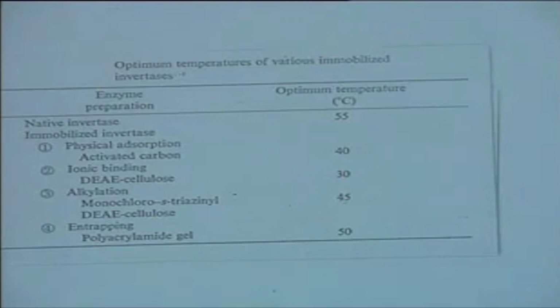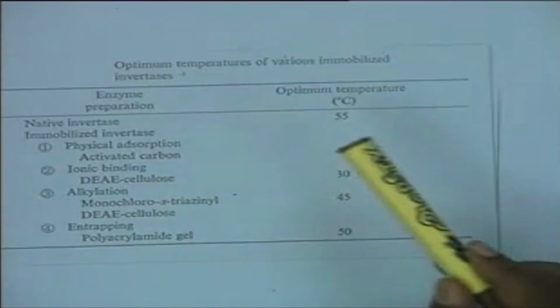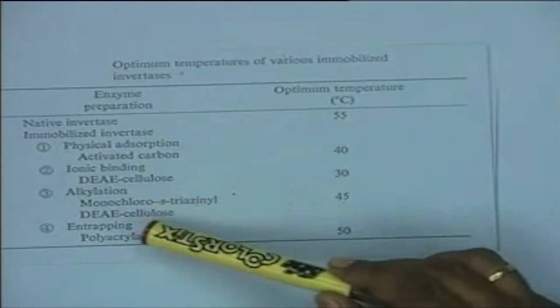This is attributed, as I mentioned sometime earlier, to the fact that the adsorption process undergoes slight unfolding of the enzyme protein, and unfolding of the enzyme protein is essentially an endothermic process, which results in a reduction in the optimum temperature. Alkylation by covalent binding 45, entrapment 50 degrees.